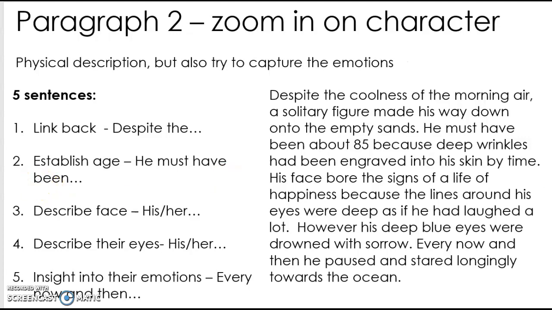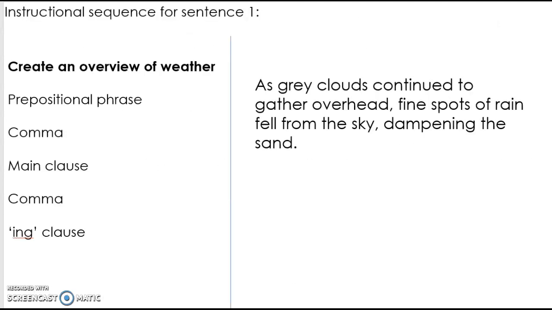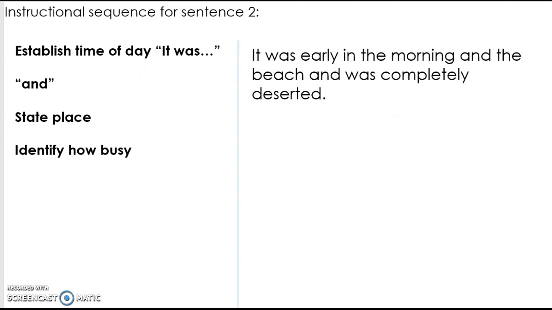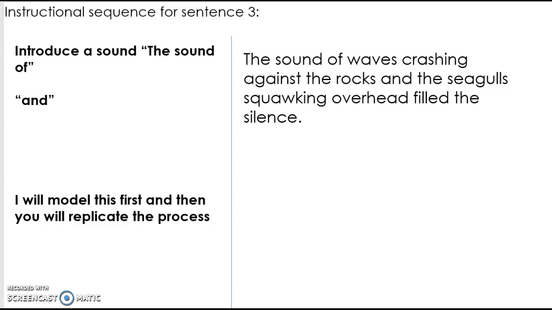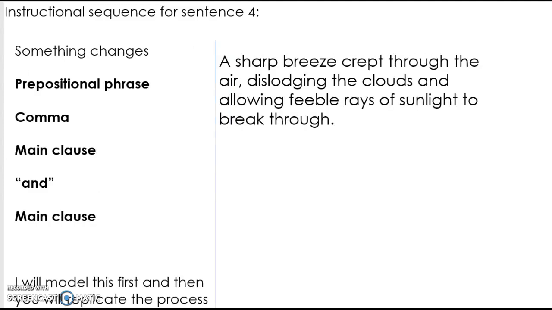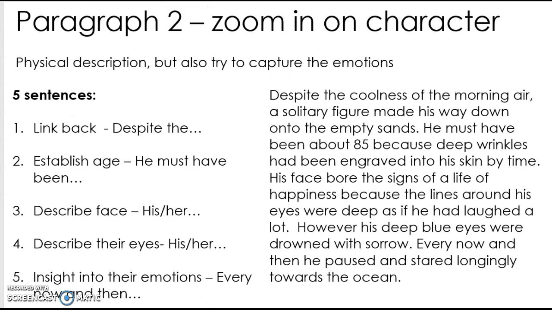So, paragraph 1 we already built. We've got our lovely description of the scene. Now we've got our paragraph 2. We've got a character. Let's go all the way back to the beginning so we can read our whole story. As grey clouds continued to gather overhead, fine spots of rain fell from the sky, dampening the sand. It was early in the morning and the beach was completely deserted. The sound of waves crashing against the rocks and the seagulls squawking overhead filled the silence. A sharp breeze crept through the air, dislodging the clouds and allowing feeble rays of sunlight to break through. Despite the coolness of the morning air, a solitary figure made his way down onto the empty sand. He must have been about 85, because deep wrinkles had been engraved into his skin by time. His face bore the signs of a life of happiness, because the lines around his eyes were deep, as if he had laughed a lot. However, his deep blue eyes were drowned with sorrow. Every now and then he paused and stared longingly towards the ocean.